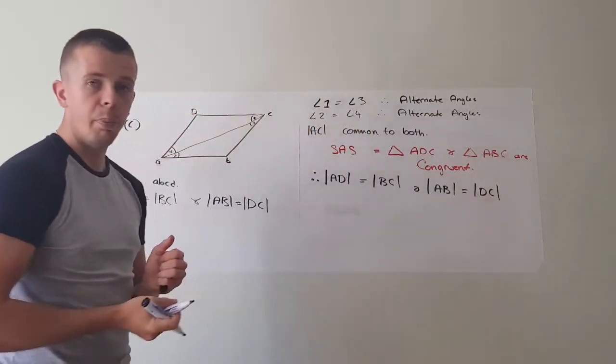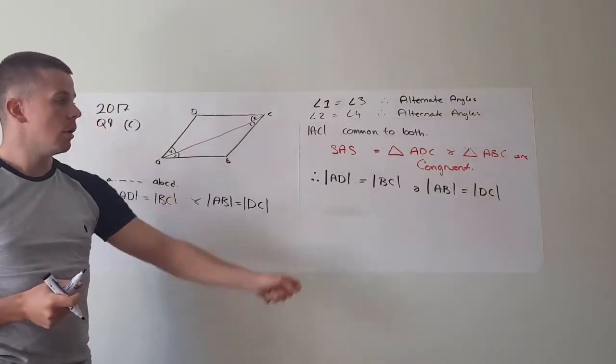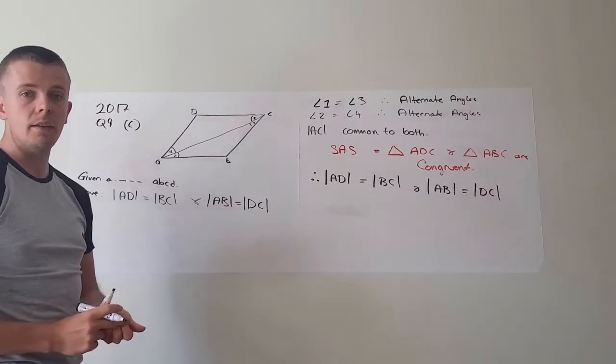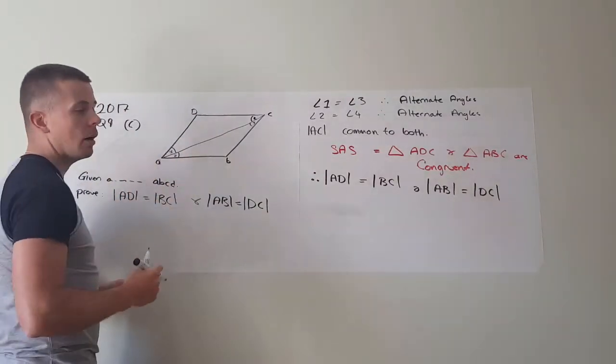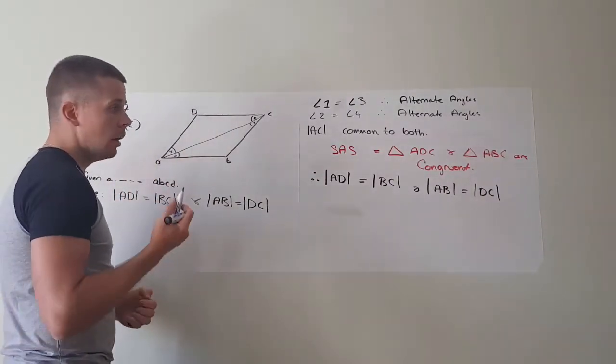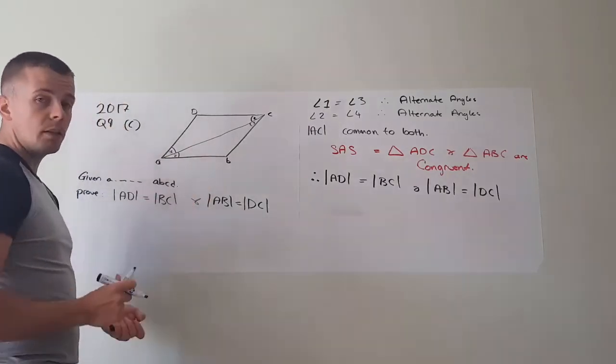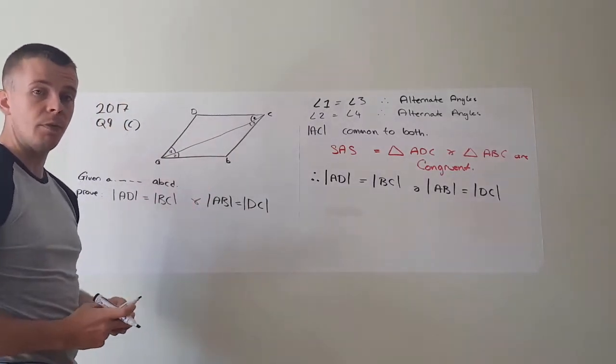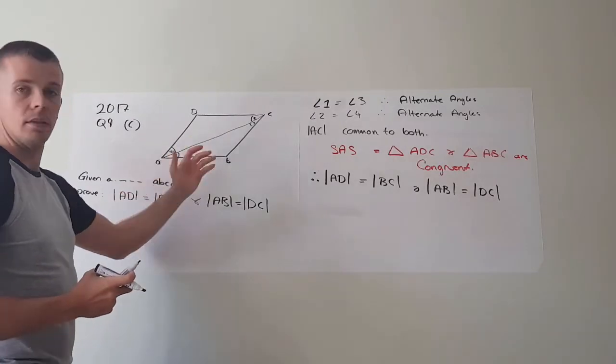Okay, so by proving that these two triangles are congruent, we're able to prove that the lengths of opposite sides are equal in a parallelogram. That's all we were asked to prove in this question, but you could go a step further. You might be asked to prove that opposite angles are equal.